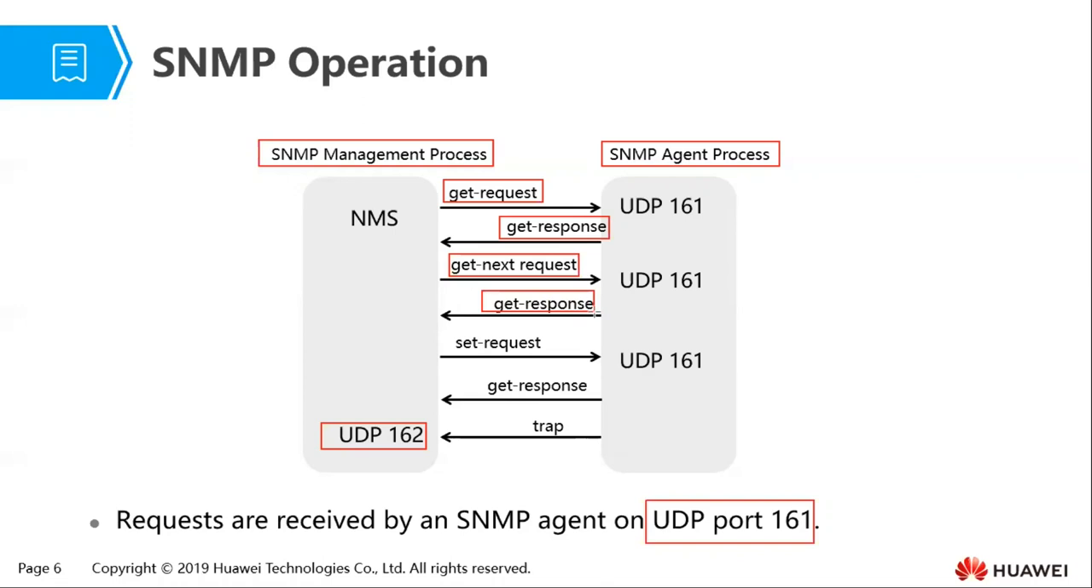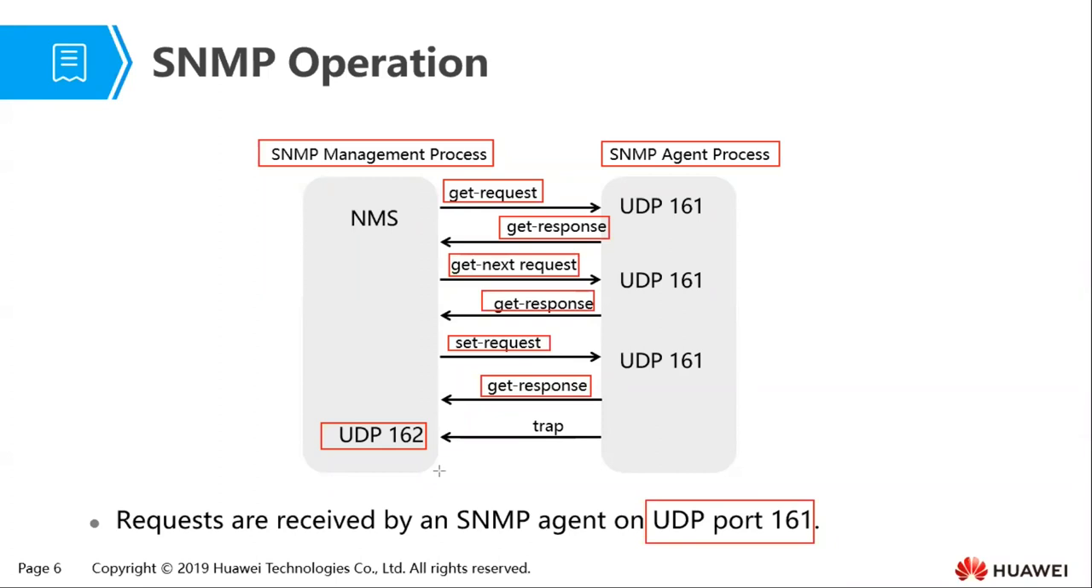And we also have the set request. The set request is used when we want to set one or more parameters in the management information base of the agent process. So we want to configure an IP address. We want to configure the system name. We will send the system name using the packet set request. When we do that, we will get feedback using the get response message.